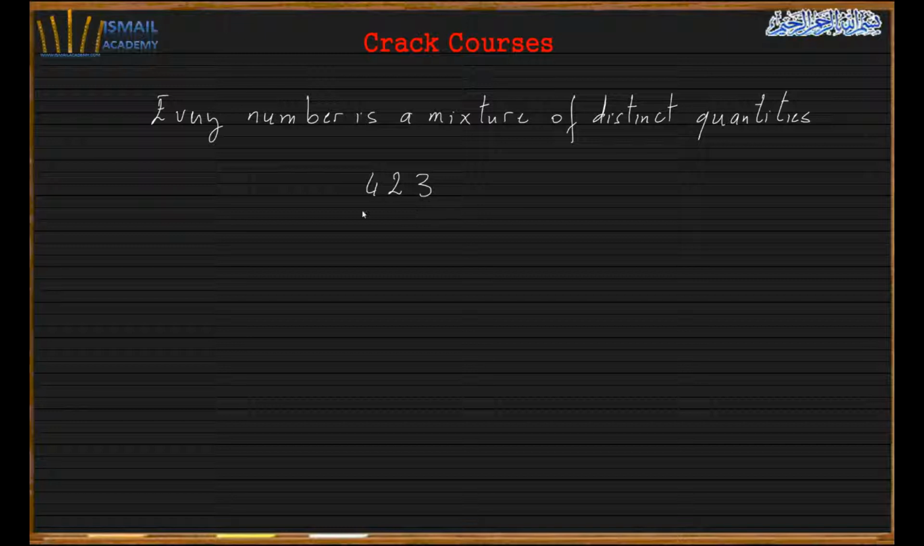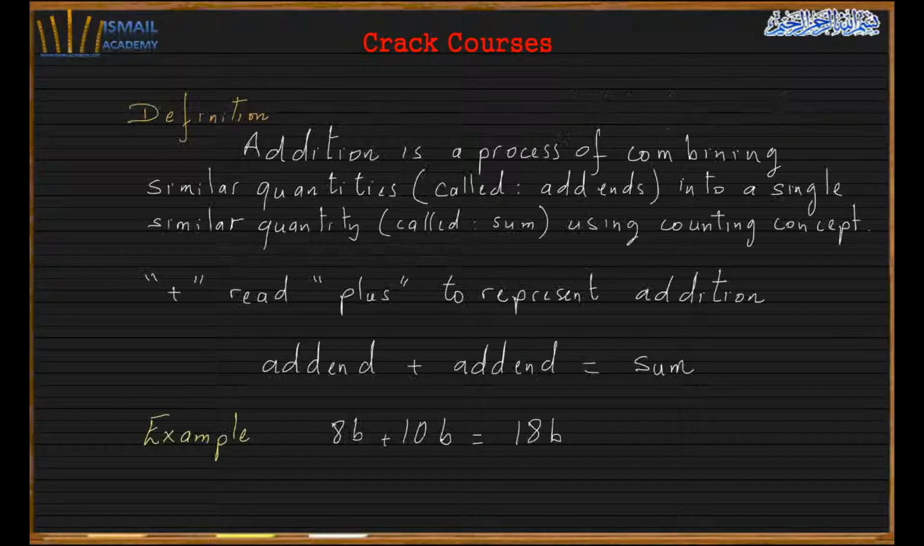Now if I want to add two numbers, let me pick something simple, so 53 plus 41, for example. I want to add those two numbers. So how can I apply the definition in order for me to get the total? The definition states that addition is a process of combining similar quantities. So I need to combine only similar quantities. Besides that, I cannot do addition.